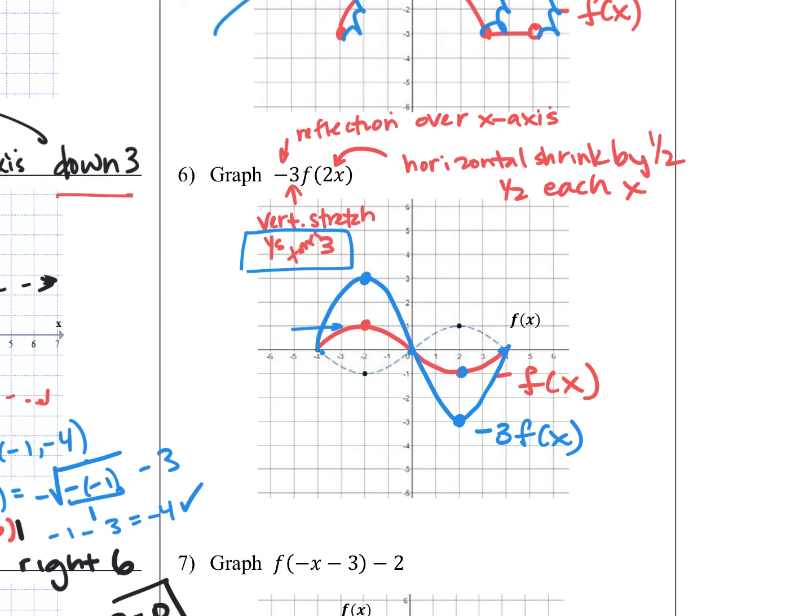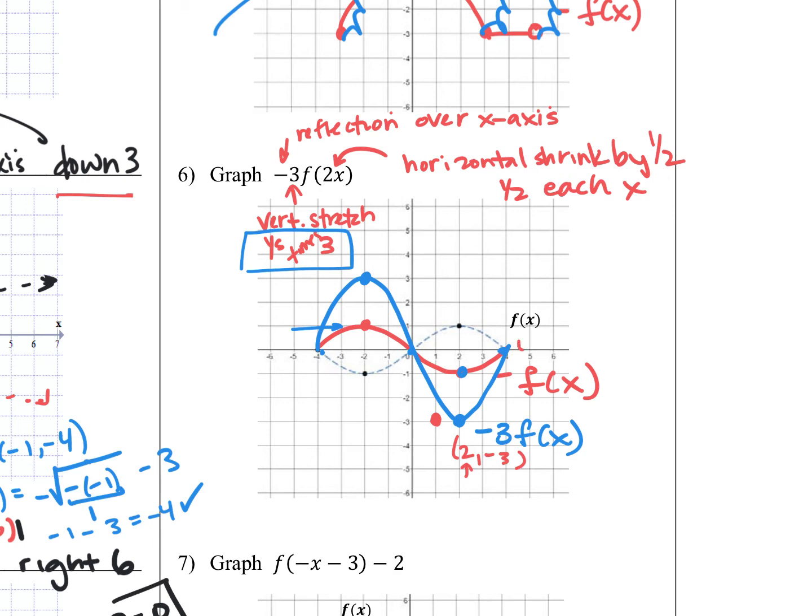And so then lastly, we're going to take half of all of our x values, and they're going to be at the same heights. What that means is if we're at 2, negative 3, if we take half of that, which puts us at 1, we'll be at negative 3. So that would be right here.